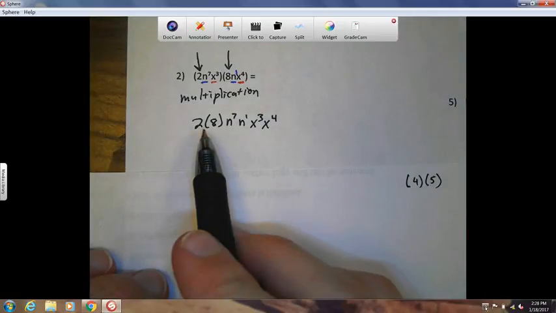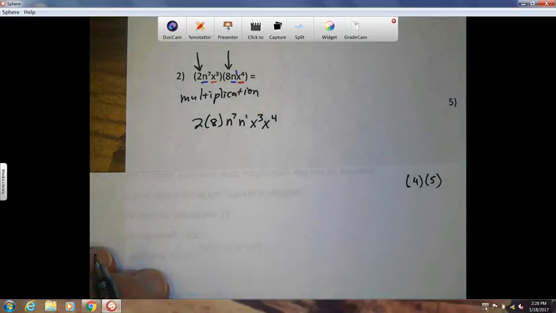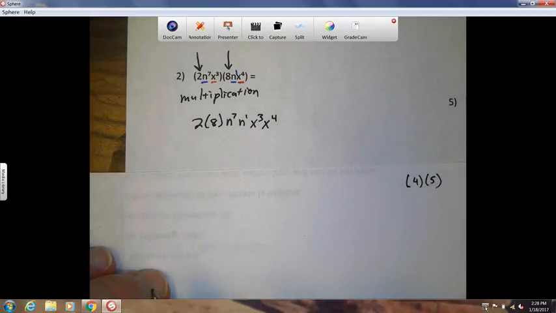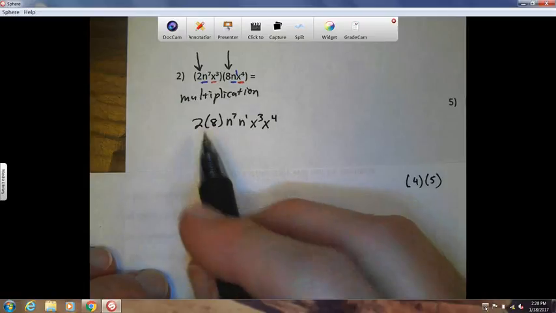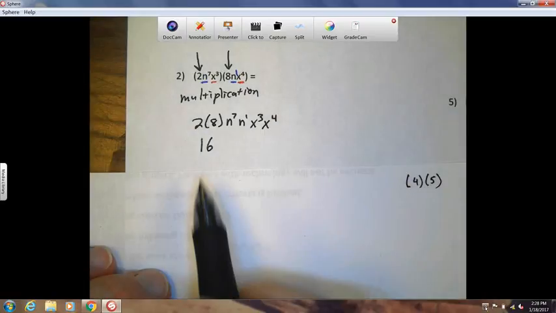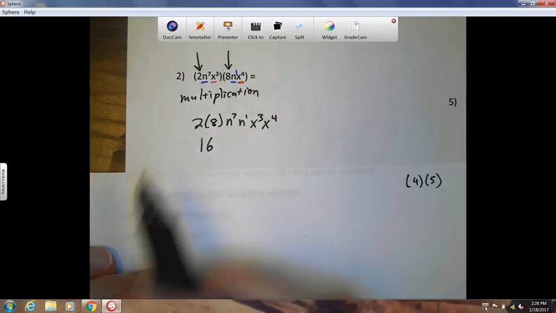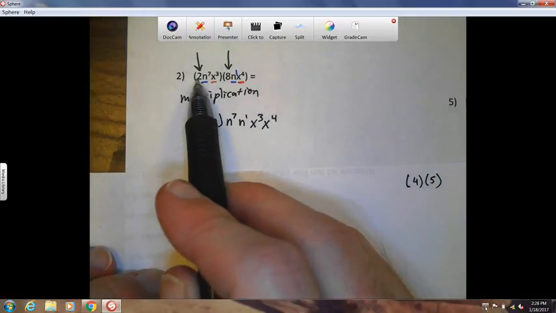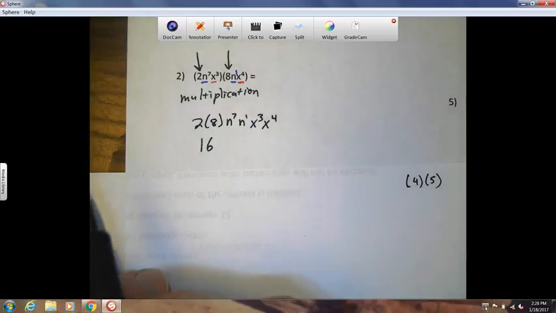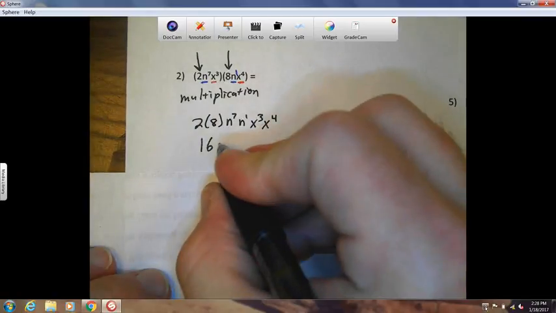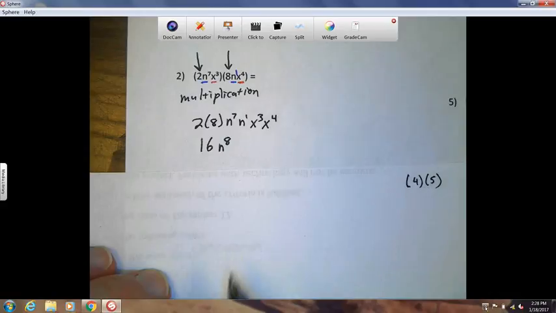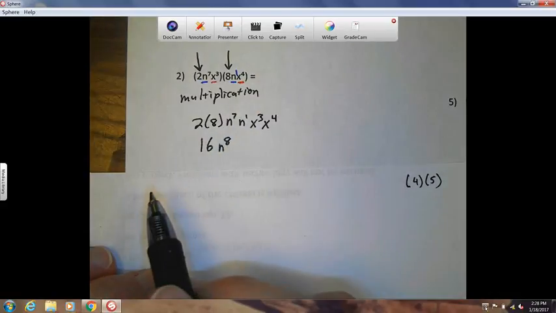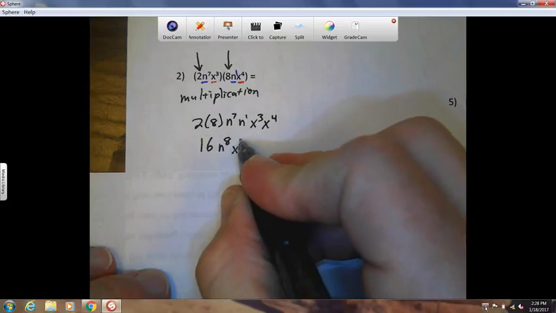Remember, this is multiplication. This is one big multiplication problem. So 2 times 8 is 16. Remember, you're multiplying coefficients. This is not powers with the same base. This has a 2. This is an 8. Then I have n to the 8th, because these have the same base, I add exponents. Then x to the 7th. They have the same base, so I'm also adding exponents.